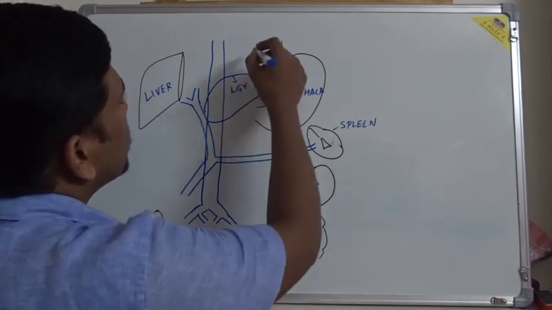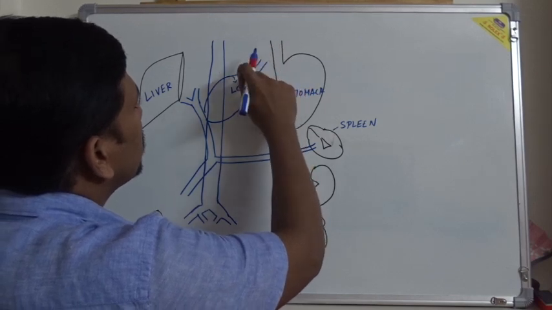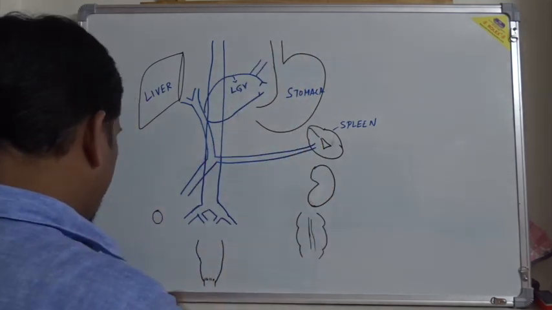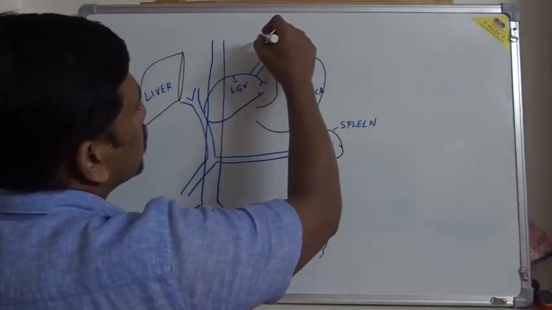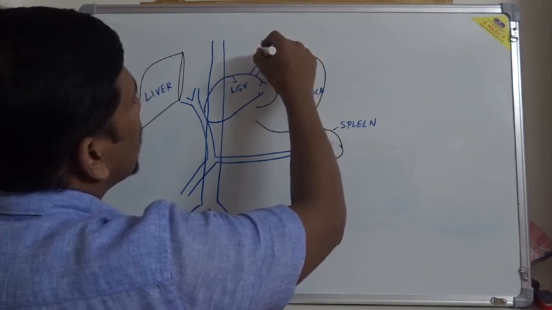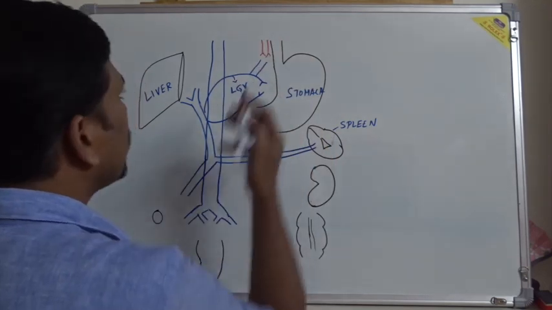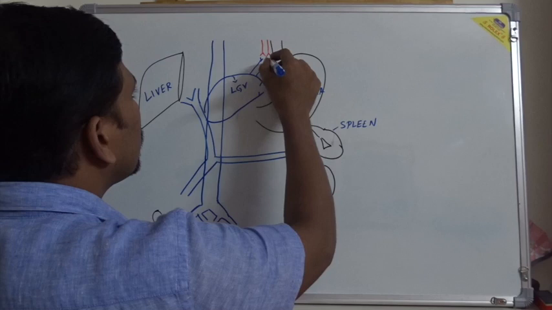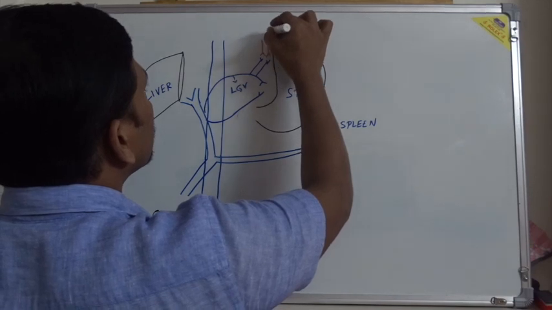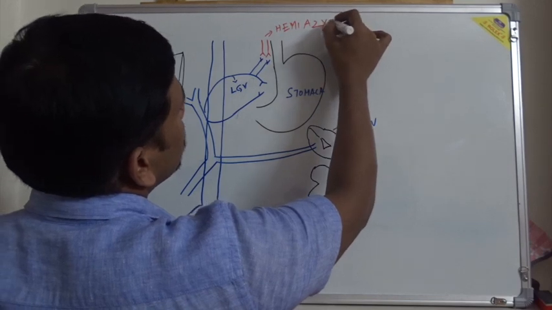The left gastric vein will receive the tributaries from the esophageal vein, and this esophageal vein is finally anastomosing with the veins of the hemiazygous system, sometimes even with the azygous vein also.